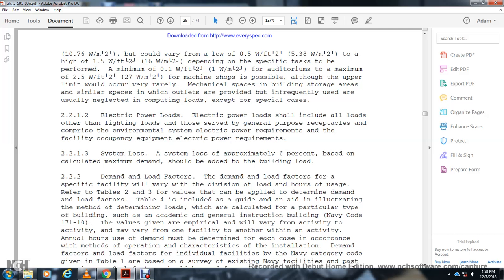2.2.1.2 Electrical power loads. Electrical power loads should include all loads other than lighting loads and those served over the general purpose receptacles, comprising the environmental system and electrical power requirements for the facility, occupancy equipment, electrical power requirements. 2.2.1.3 System loss. The system loss, probably 6% based on the calculated maximum demand, should be added to the building load. Demand and load factor.